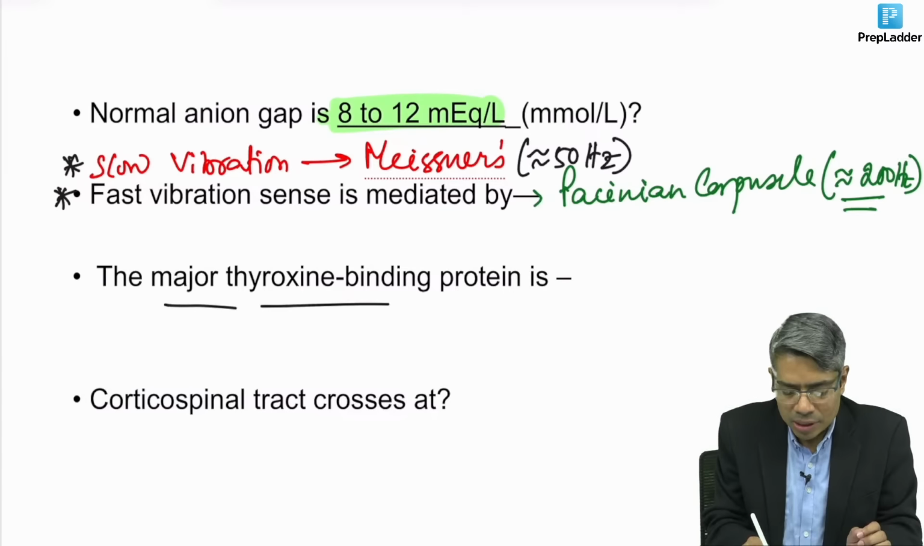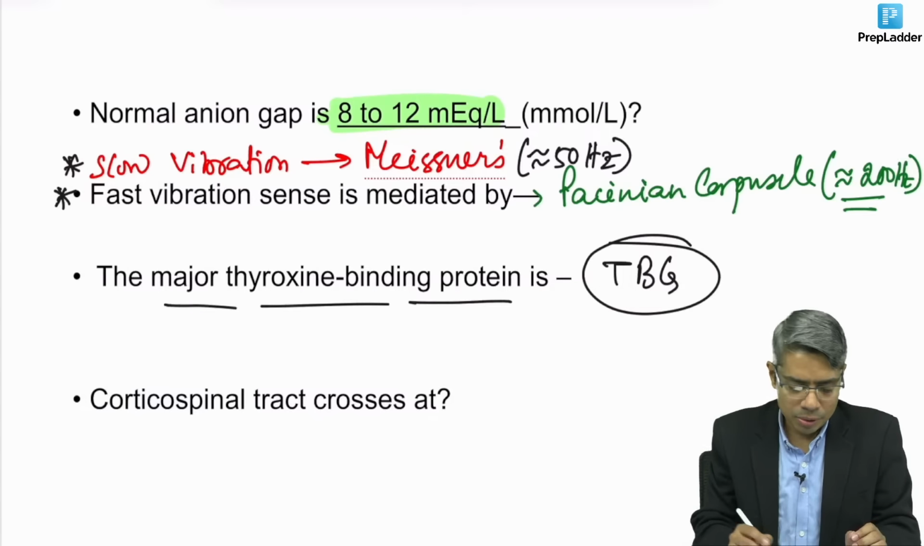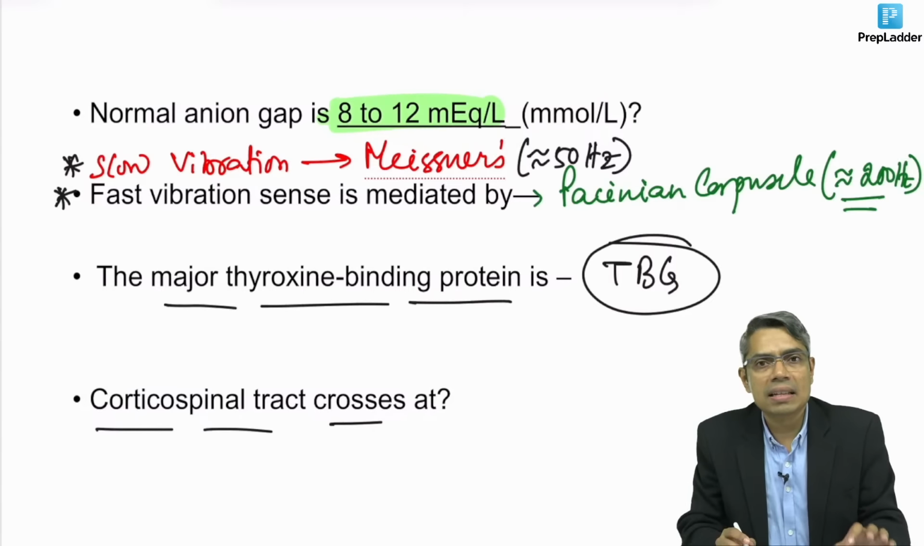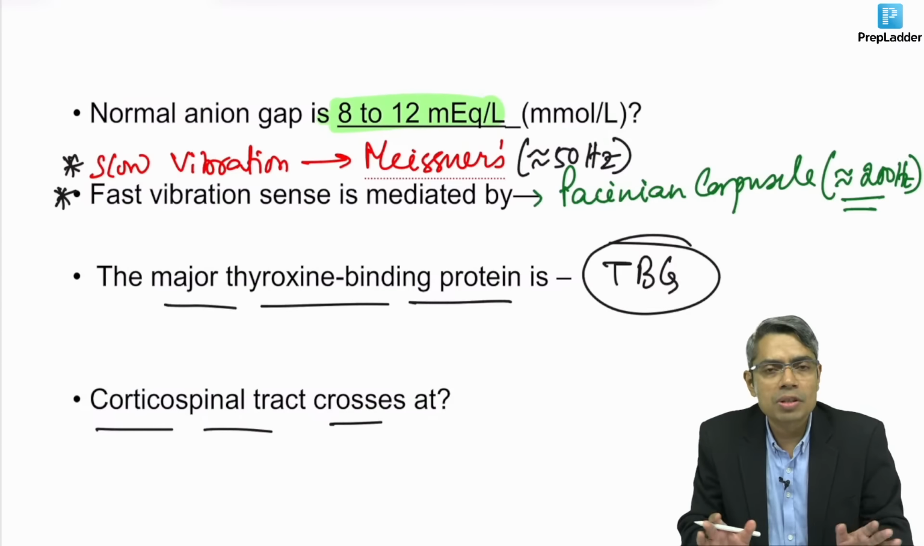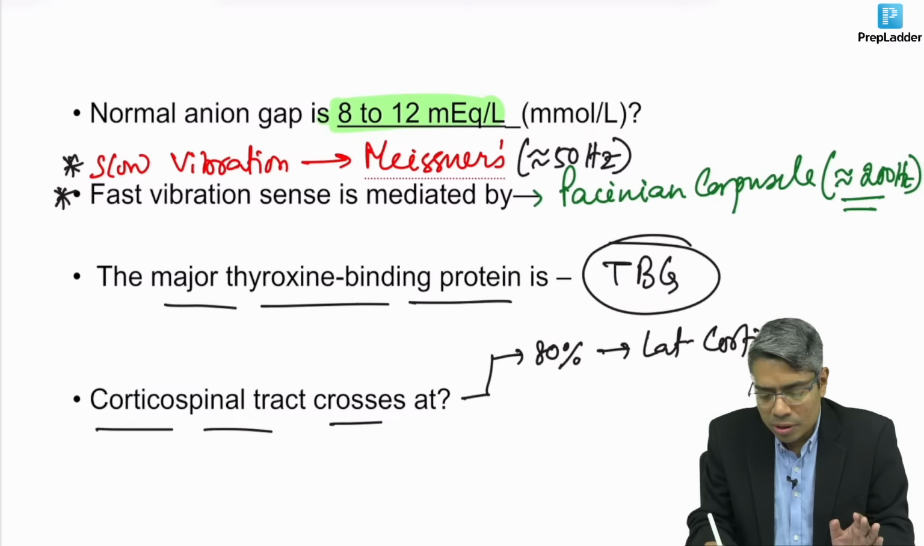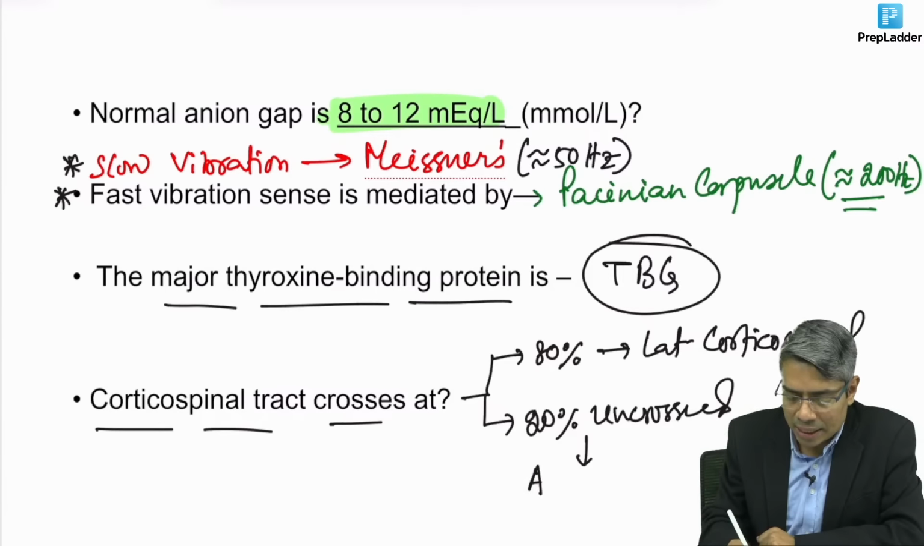The major thyroxine binding protein is, all of you know, TBG, thyroid binding globulin, okay. So that is the answer to this question. Next question, corticospinal tract crosses at the level of. So all of you know that for the crossing over of the corticospinal tract, 80% of fibers cross to the opposite side, that's the lateral corticospinal tract, and 20% of fibers remain uncrossed. This 20% of fibers which remain uncrossed, they form the anterior corticospinal tract.